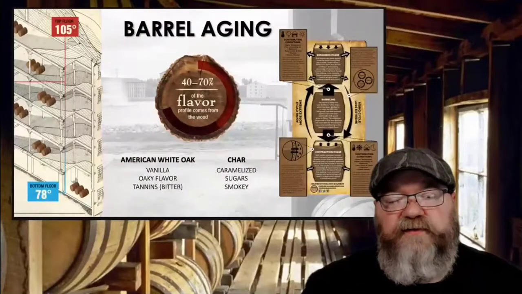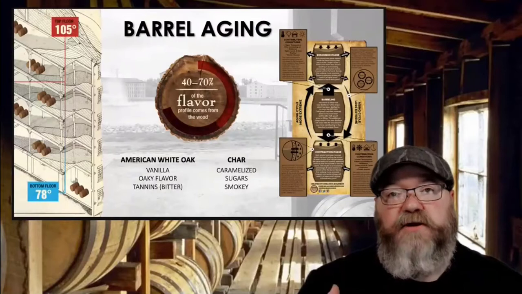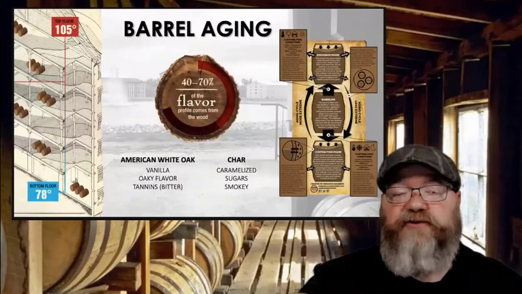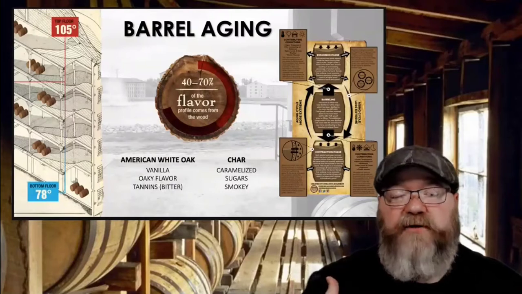But then between that char layer and the actual wood, all right, you get what's called the red line. And it's hard to see in this, but there's actually a layer of caramelized sugar between the charcoal and the wood. So what happens is throughout the seasons, as the liquid gets warmer, right, it gets hot outside, the liquor will expand, push through that charcoal, start smoothing out the edges. It will go through that red line, start picking up sugar and color, like an amber color.